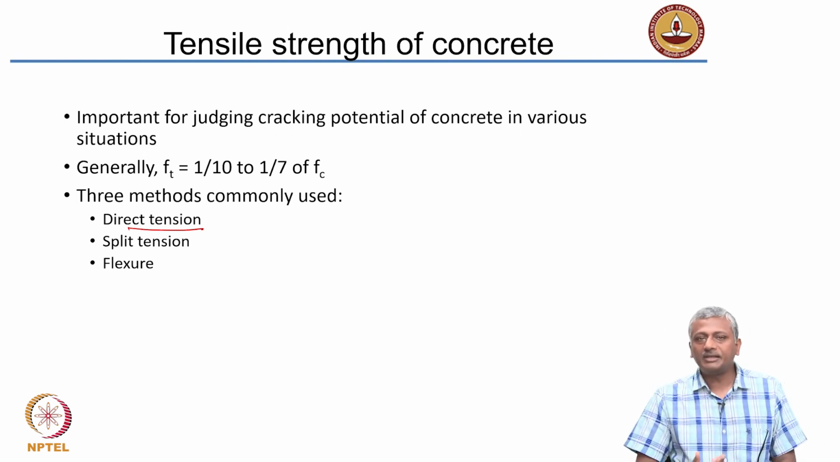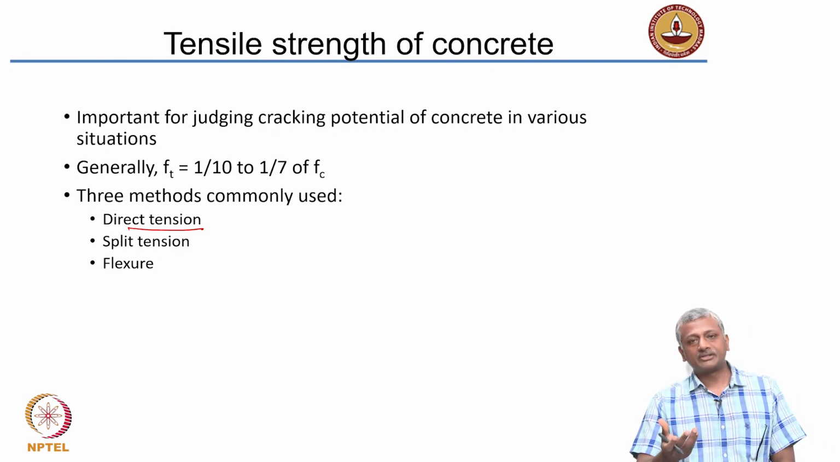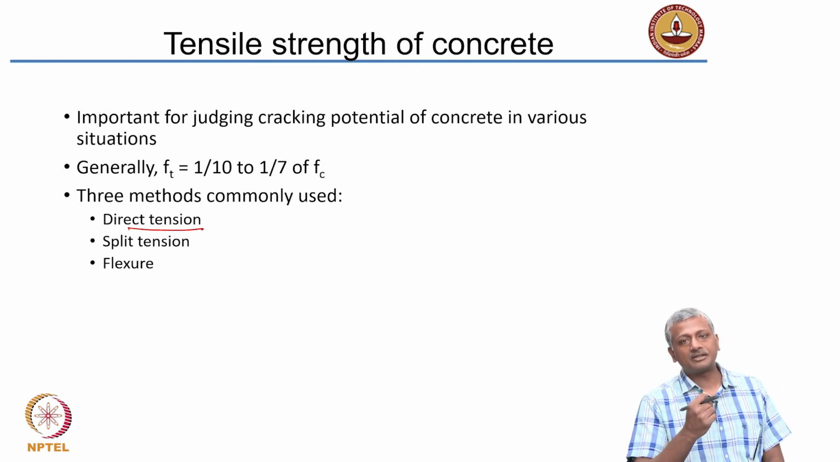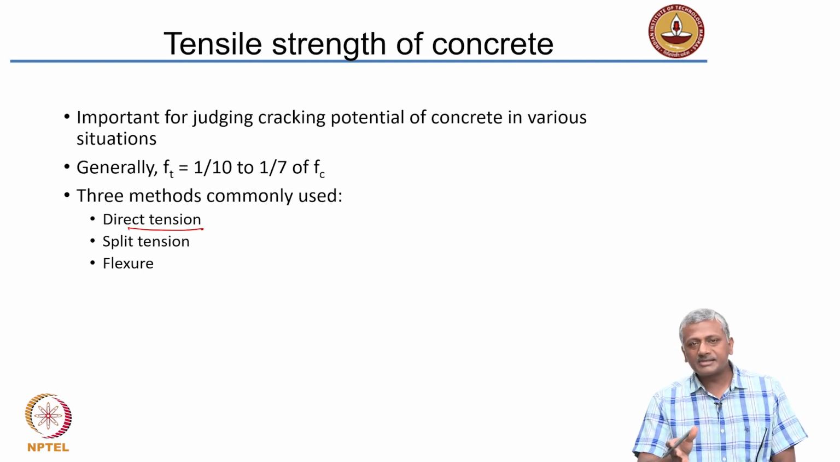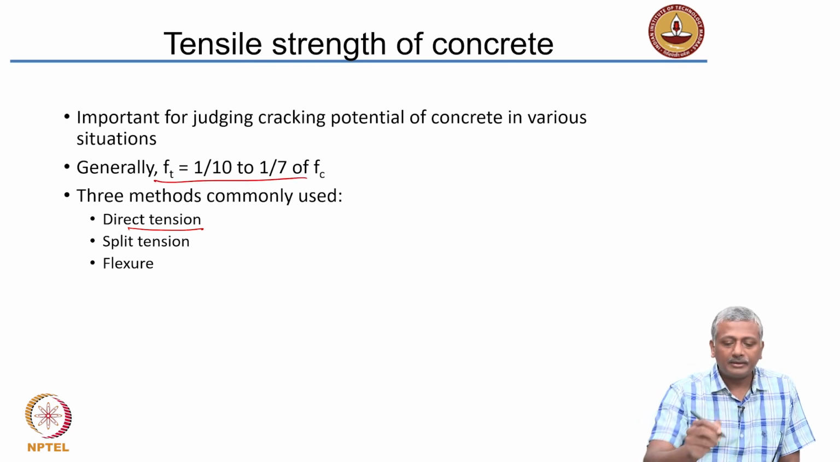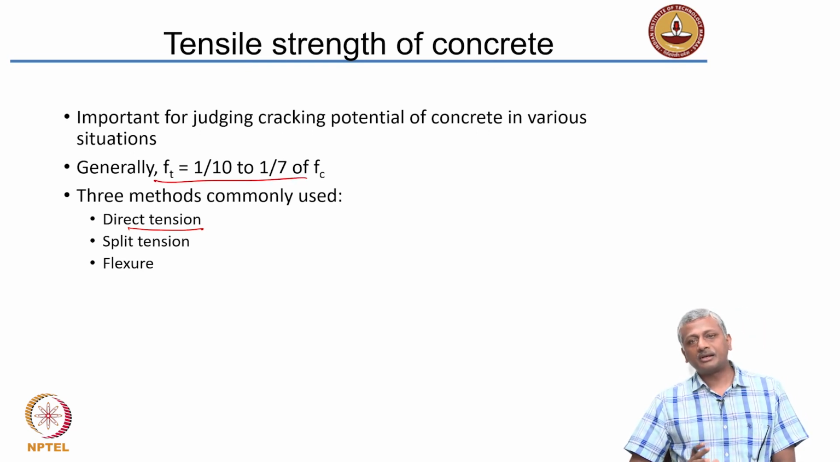Before that, usually in most engineering applications, even if tensile strength has been proposed as a criteria in the specification, in most cases people do not seem to bother by testing the tensile strength. They assume some sort of a relationship, and that relationship generally pegs the tensile strength anywhere between 1/10 to 1/7 of the compressive strength. Okay. Tensile strength typically is about 1/10 to 1/7 of the compressive strength.